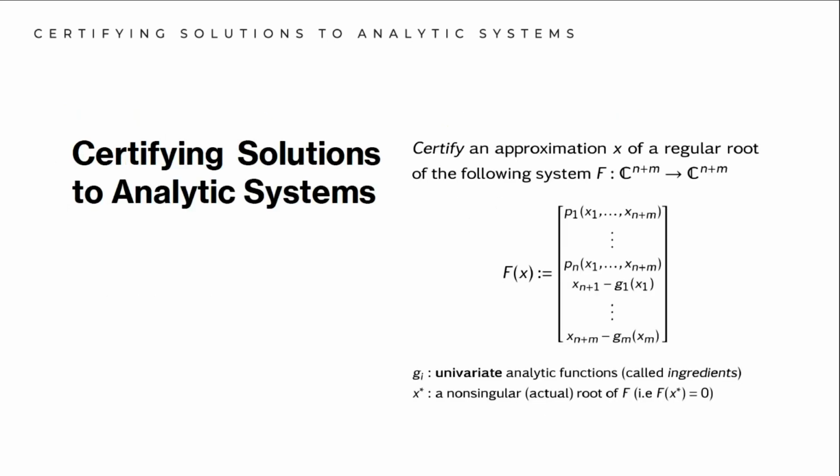So if we have m equations inside our system, then we introduce m more variables, and inside our first polynomial system, we get n plus m variables.